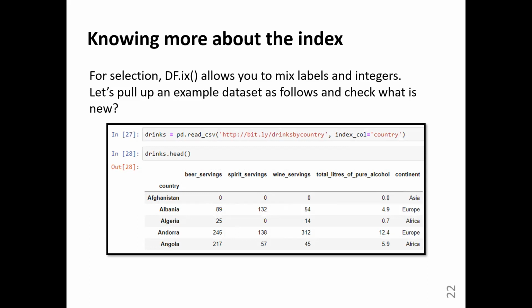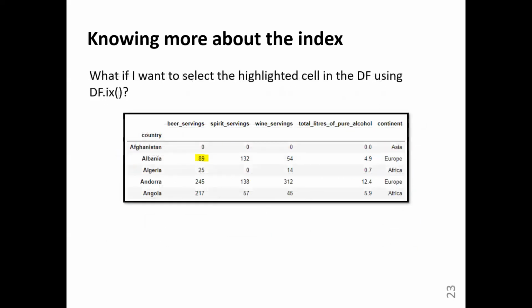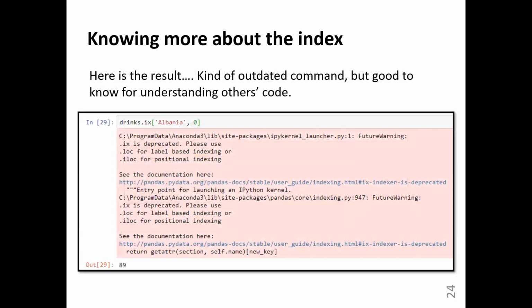For that case, it's a kind of mixture of previous conditions. Now the indices are not numbers. For getting there, we simply say Albania, comma 0. The problem is, as you see here, I was lucky to have that screenshot. It mentioned that in future we are not gonna support that. It says IX is deprecated. Please use either loc or iloc.